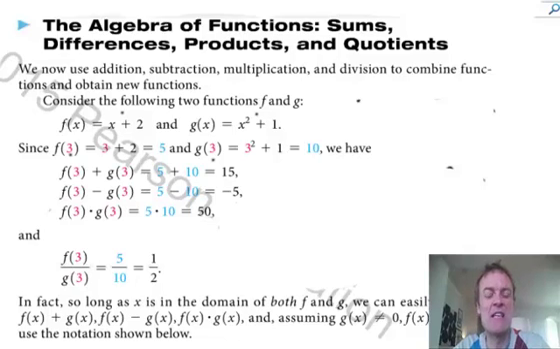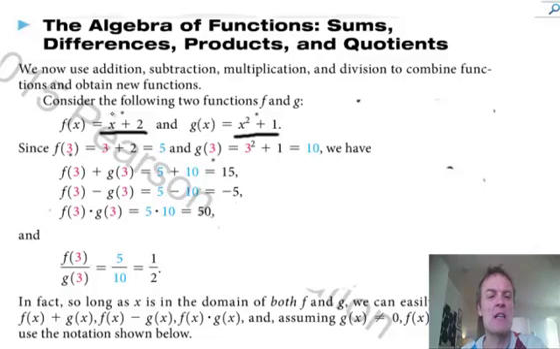Algebra functions, sums, differences, products, and quotients. Okay, right. I've got a couple of functions here. Pen going. x plus 2, x squared plus 1. Now, it says f of 3.